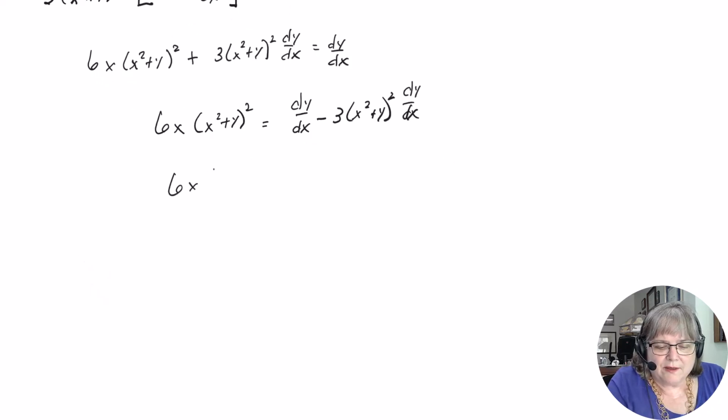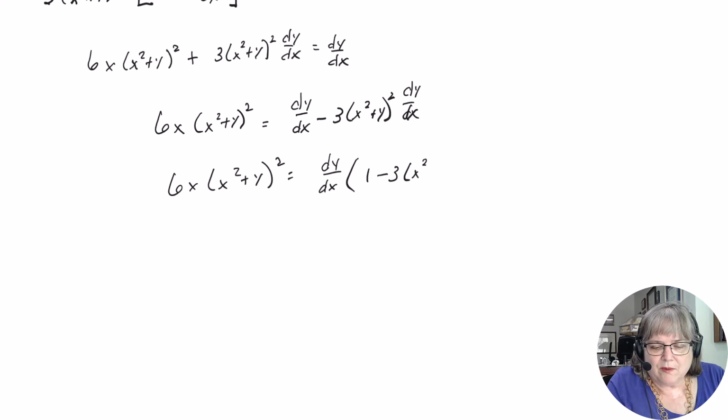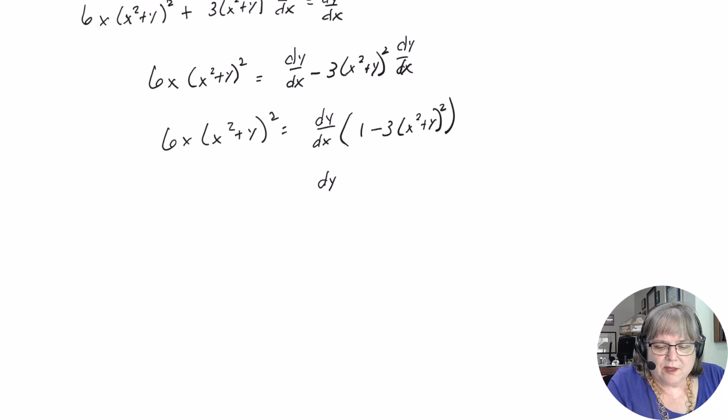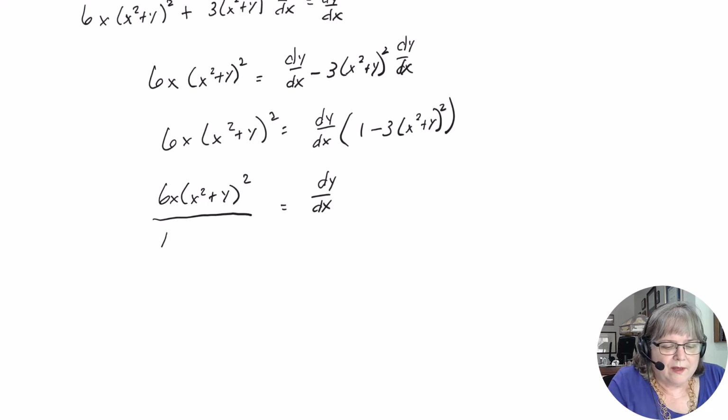Factor out the dy dx. And you have 1 minus 3 times (x squared plus y) squared. So dy dx is 6x times (x squared plus y) squared all over 1 minus 3 times (x squared plus y) squared. Okay, after you divide both sides by this, so you can get dy dx by itself.